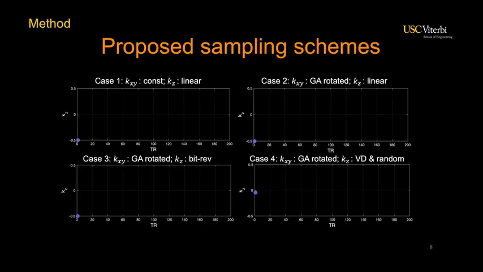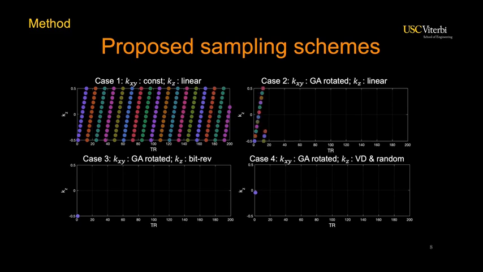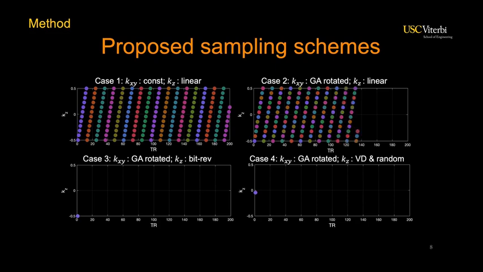4 sampling schemes are proposed here. Case 1 is the current protocol I illustrated before. Here each dot represents a single spiral arm in the KXY plane, and its color represents the initial angle. Case 2 applies the golden angle rotating in the KXY plane per each TR, which is represented here by the color of the dots changing per time.